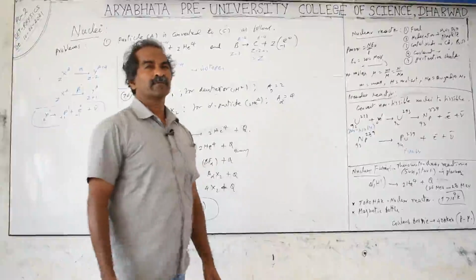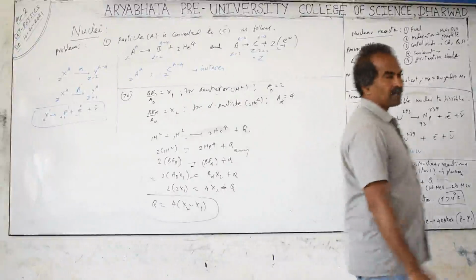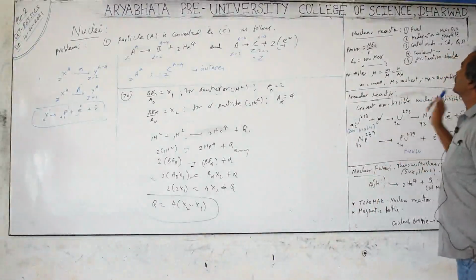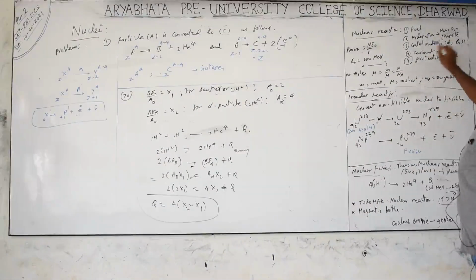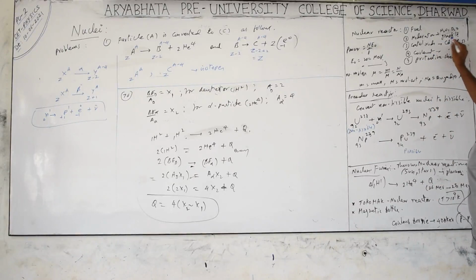Hello students, good morning. In the previous class we discussed the nuclear reactor in the topic of nuclei. In the nuclear reactor parts we discussed fuel, moderator, control rods, coolant, and protection shield. For KSET and NEET purposes, they may ask you for examples of the moderator, control rods, etc. Stainless steel they generally don't ask.